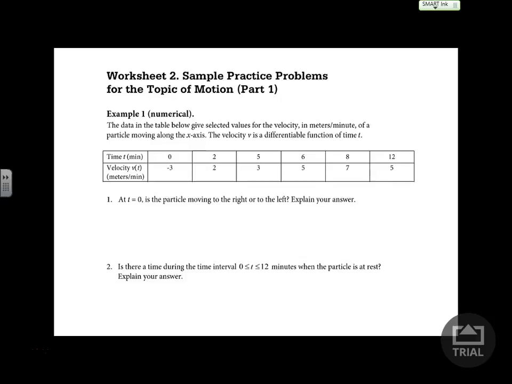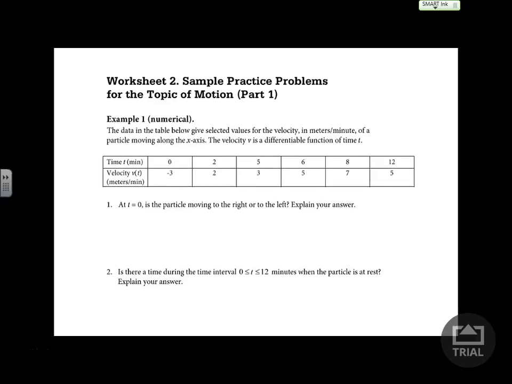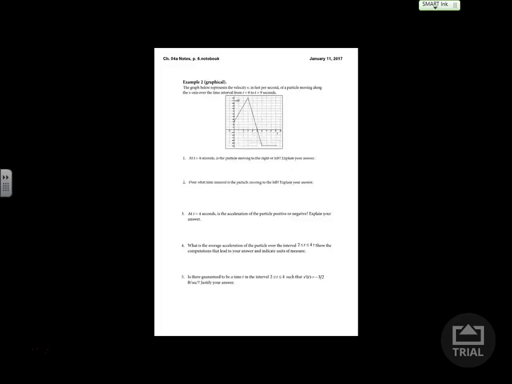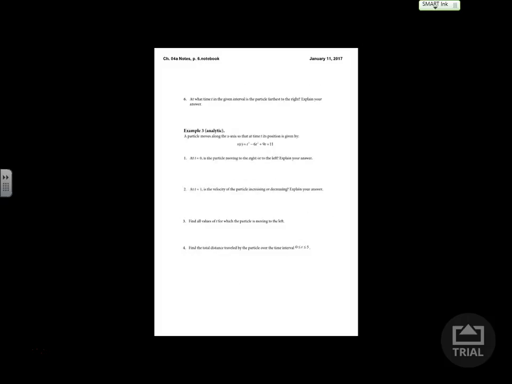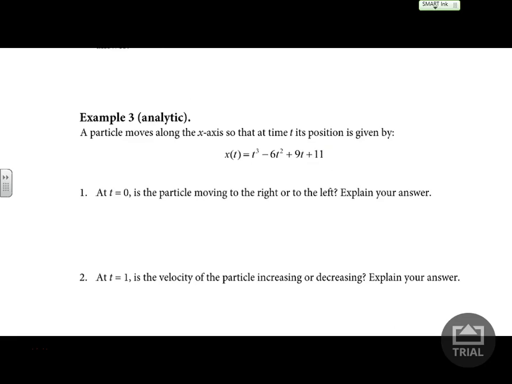Kiddos, how is the information given to you in example number 1? In a table, numerically. How has the information been given to you in number 2? Graphically. How about number 3? Analytically, or I would probably say, anybody know? Not numberly, that's true. Algebraically, yes, algebraically. Now hold on. In number 3, what function were we given? x of t.